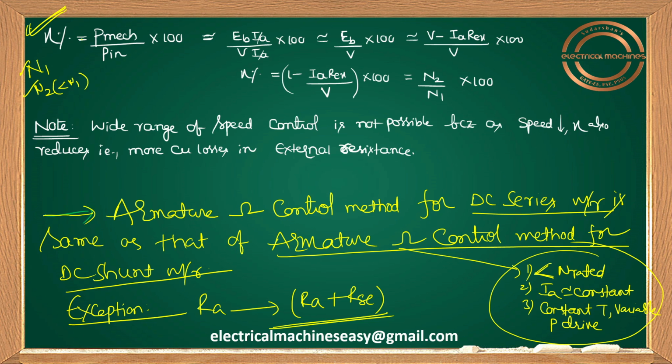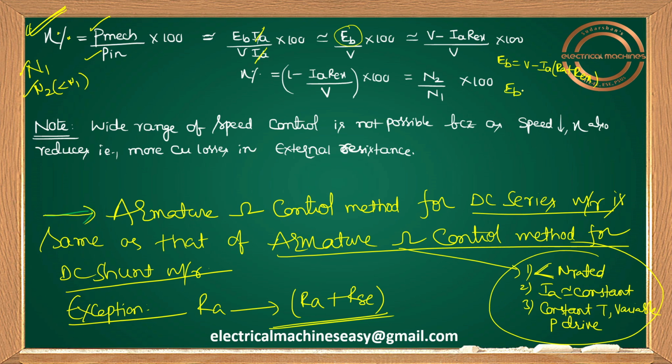Let me extract that efficiency formula. Efficiency means mechanical power developed in the motor by input power, into 100. Mechanical power means EB into IA. Input power means V into IA. Let me cancel IA, so EB by V into 100. Generally EB means V minus IA into (RA plus REX) in case of shunt.